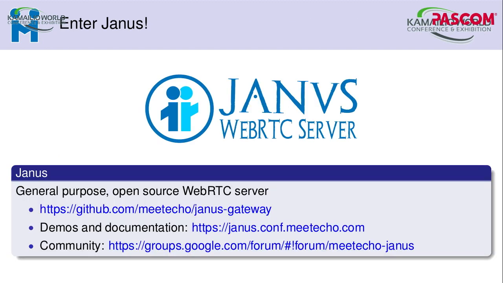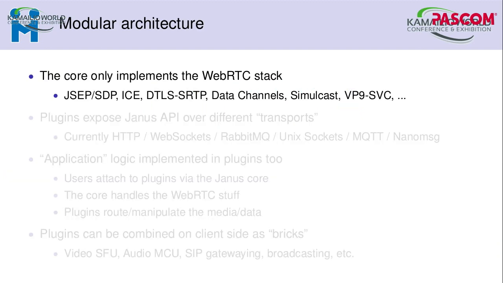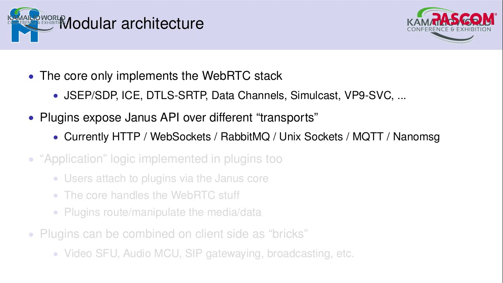Which brings us to Janus. So as Daniel introduced, our component is a general purpose and completely open source WebRTC server. You can find some pointers there, including demos, community, and so on. And the way it has worked, it basically implements the WebRTC stack in its core, which means that all of those protocols that I introduced before are actually part of the Janus core functionality. And then everything else is basically a module. So the application level transports for the Janus API are different plugins that you can plug.